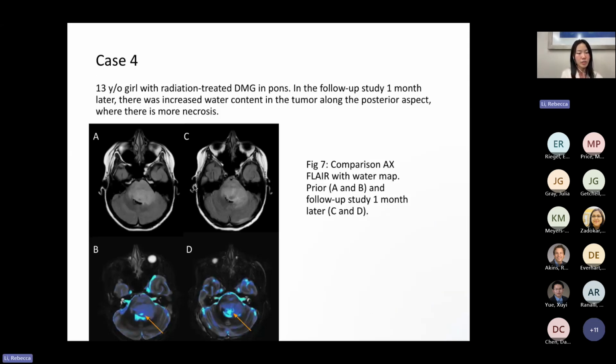In this fourth case, there was a 13-year-old girl with diffuse midline glioma of the pons that was treated with radiation. And in the follow-up study, 1 month later, there was an increased amount of water in the tumor along the posterior aspect where there's more necrosis. And this shows us that possibly the water maps can help us identify areas of the tumor where there's more cystic or more solid, and monitor radiation-related changes over time.